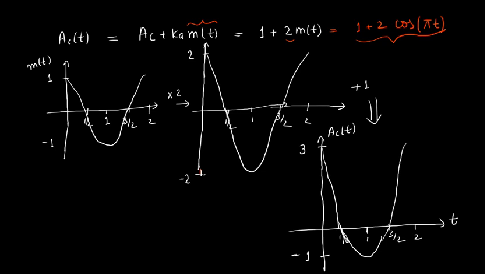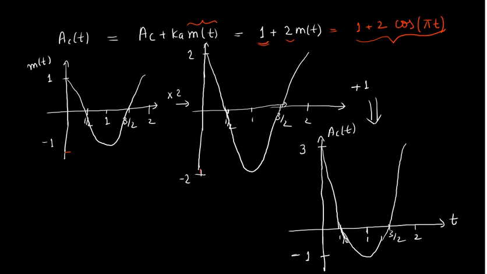It is quite simple. We have to just extend the y-axis accordingly, and then we have to add a factor of 1, or we have to shift it in the upward direction, correct? So our a(t) or 1 plus 2 m(t) would be this. So you can see between 1 by 2 and 3 by 2 our a(t) is negative, correct?